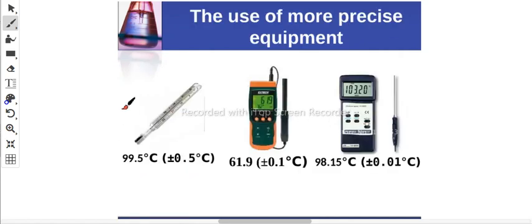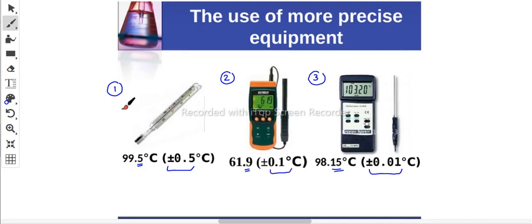To understand the more precise equipment, I need to refer to this figure. Inside this figure, I have 3 different tools that can be used to measure the temperature of a solution. So I can use a normal thermometer, I can use a digital one, and I have number 3, another digital. The difference between one and another is in the number of decimal places which are presented. Besides that, it is the plus minus uncertainty of the tool that I have.